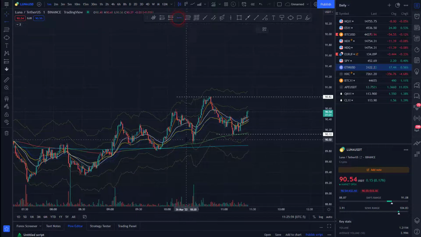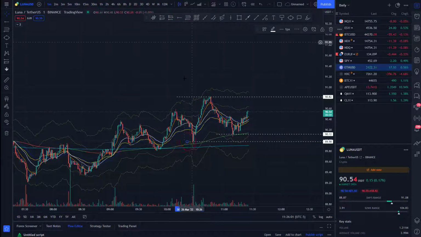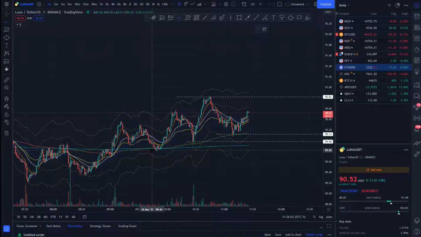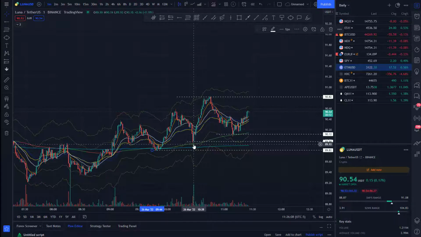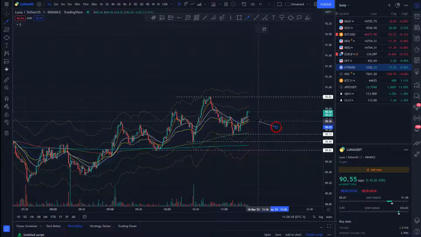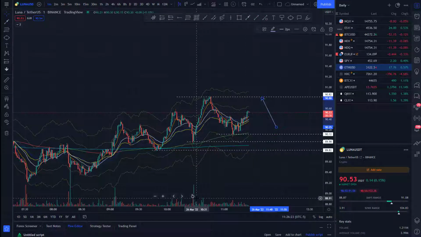You can see there's a stair-step structure. We'll get into another video where I'll talk about structure. You have a stair-step structure being built on the upside here on Luna on the 1-minute chart. It's very clear structure there. Probability here based on momentum indicators: if these hold up, it's going to test this level.